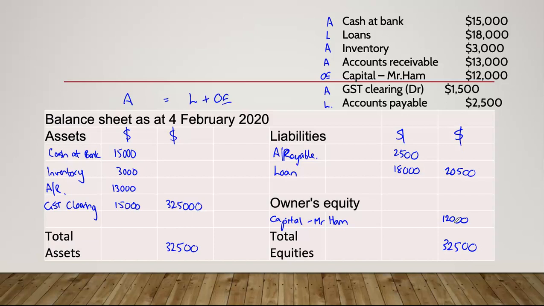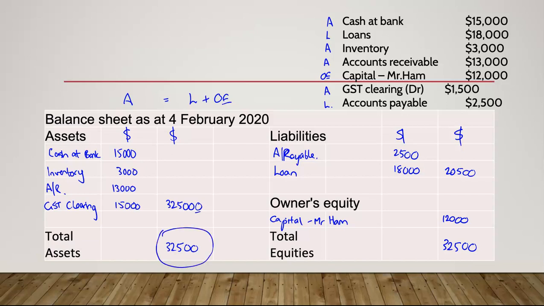20,500 plus 12,000 equals 32,500. I have created a balance sheet. Well done. I've classified my information and my balance sheet balances. So I'm pretty confident. What does this mean? My business has $32,500 of assets.